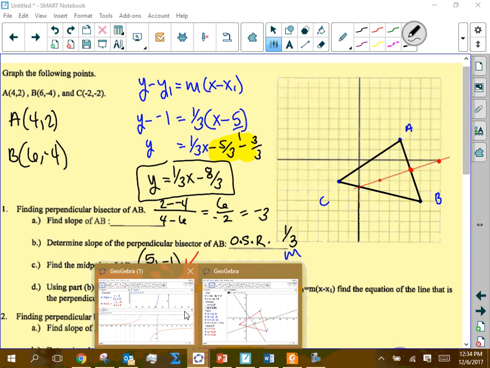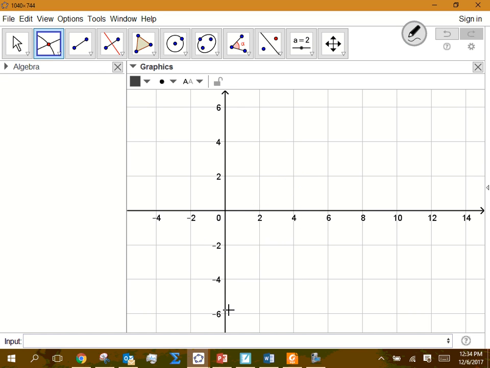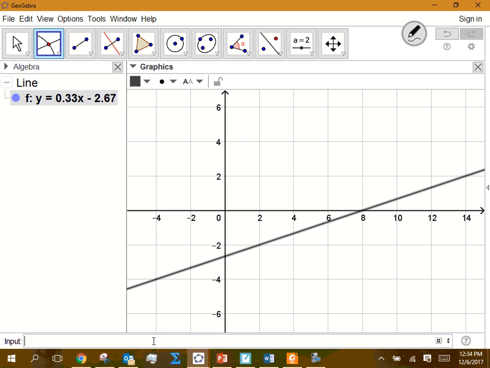Now let me show you something kind of geometrically in regards to what that means if I were to do some maybe haphazard algebra here. We have y equals 1/3 x minus 8/3, right? That's the line we want. Okay, now if I would actually have typed in y equals 0.33x minus 2.67, okay?